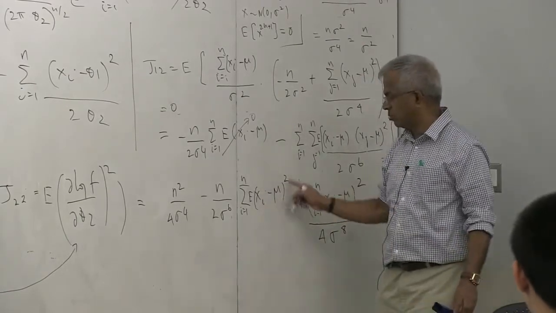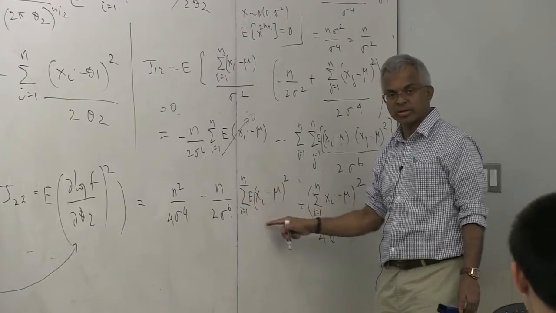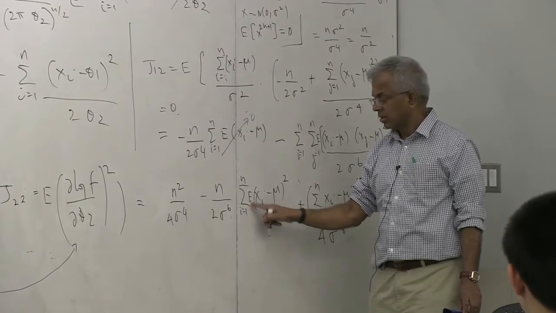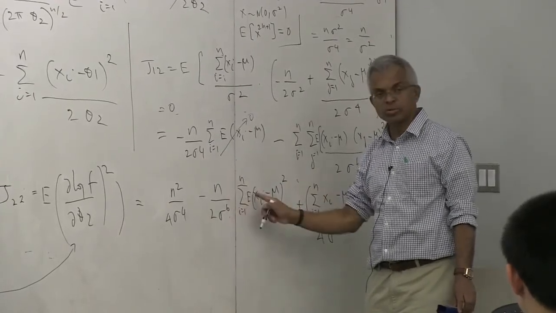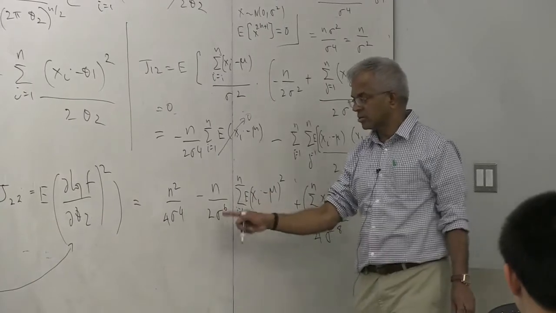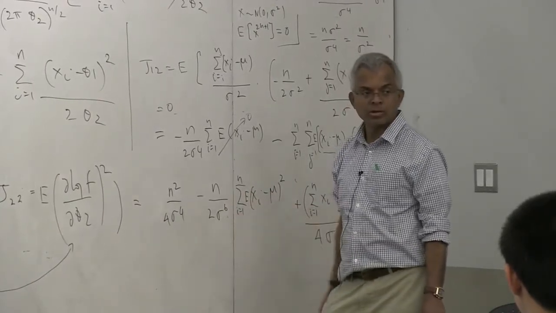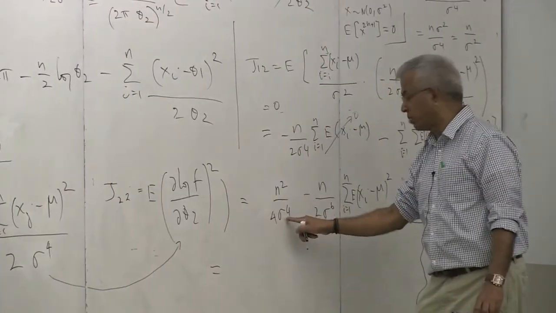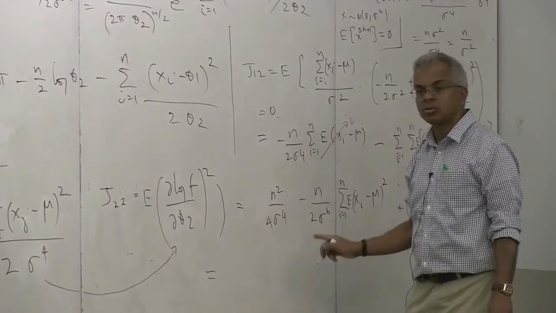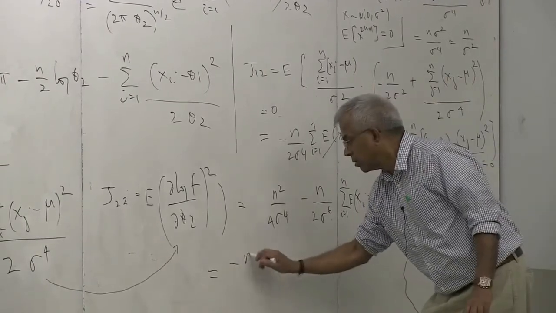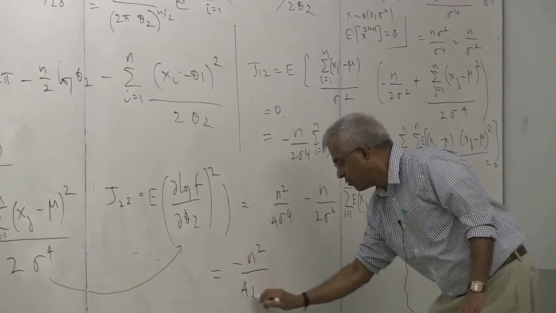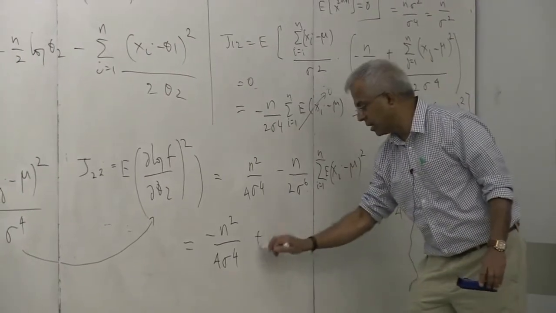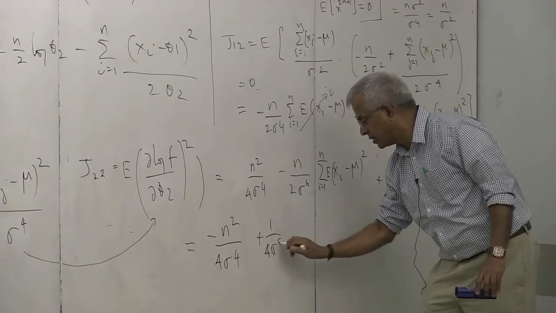All right, this is easy. What is this one? This is sigma squared, right? Xi minus mu expected value is each sigma squared. Because there are n of them, n squared sigma squared cancels, so you get n squared over 2 sigma to the 4. So n squared over 4 sigma to the 4, n squared over 2 sigma to the 4. What's the difference? n squared over 4 sigma to the 4. And this again, like before, 1 over 4 sigma to the 8.